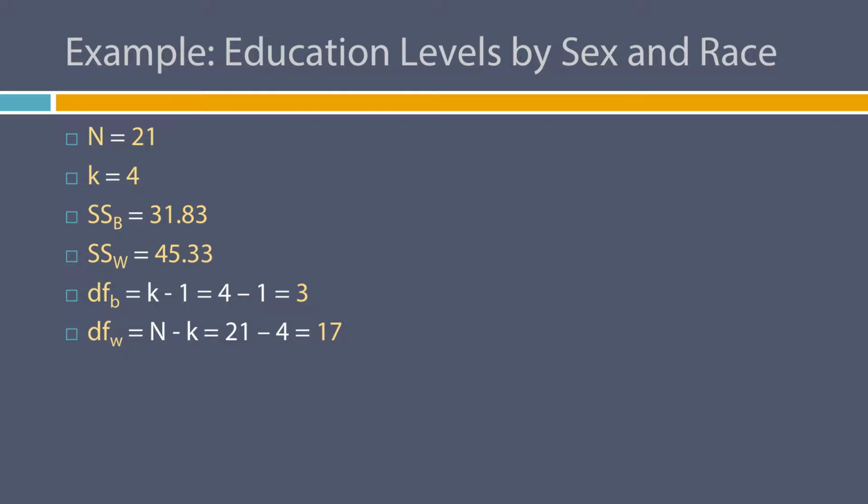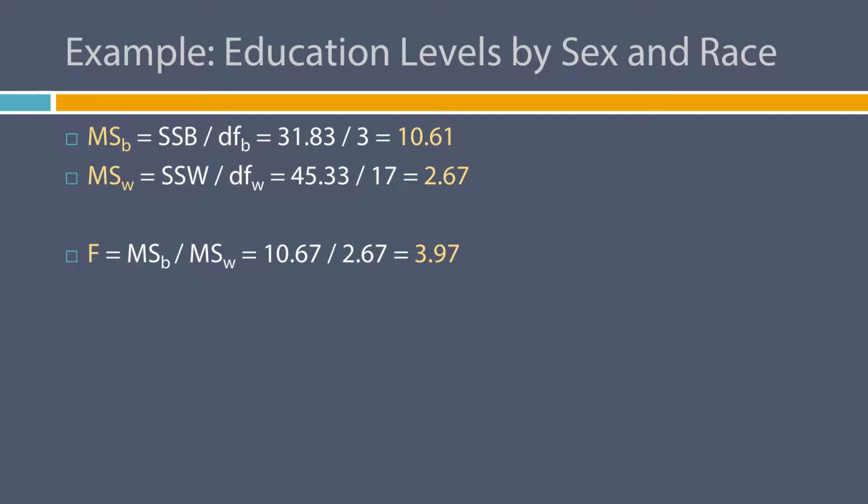So now we come up with a calculation for mean square. We have to calculate that because these sum of squares numbers are too large. They don't make much sense because we squared them. So we calculate mean square between over mean square within. For us, mean square between is 10.6, so it's 31.83 divided by 3, compared to mean square within, which is 45.33 divided by 17. So there's much more variation going on between groups than there is within groups. To calculate our F ratio, we say mean square between over mean square within, which is 3.97.